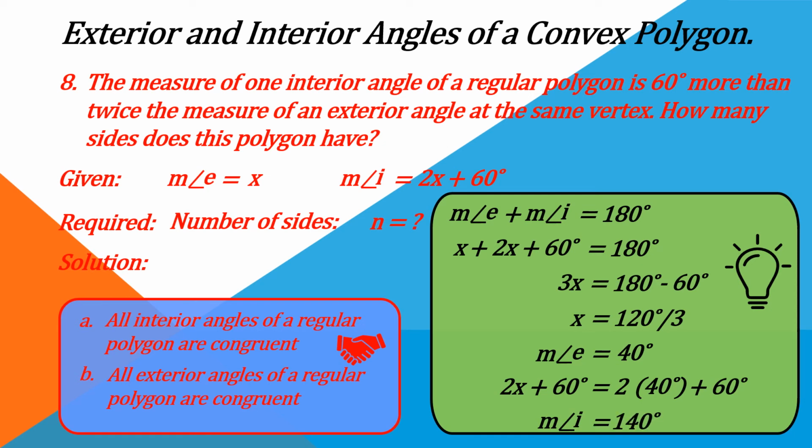140 degrees. Now, if you will notice, exterior angle plus interior angle, which is 40 and 140 degrees respectively, if we add them up, it is equal to 180 degrees. Therefore, our answer is correct.